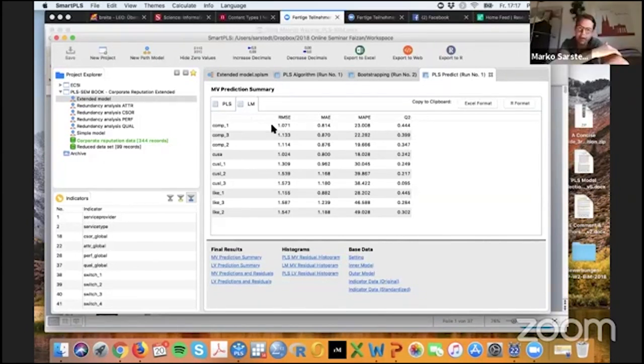The questions where this notion comes from, that they are only suitable for consistent PLS. It's probably because these measures have been advocated in articles which also advocate the use of consistent PLS. So there's actually no good reason why it is limited to consistent PLS, but it can also be used in regular PLS. Yeah, sure, with all the limitations I talked about.